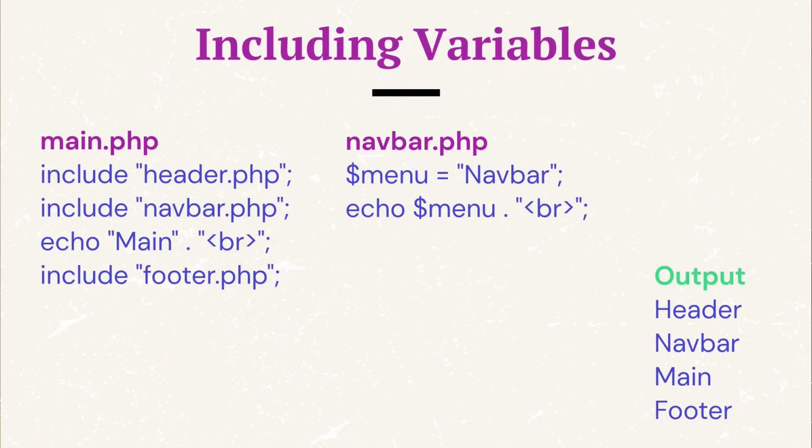The included files can contain PHP variables also. Let's see an example. We have included another file, navbar.php. In this file, we have created a variable and then assigned a value, navbar, to it and printed it in the same file. The output prints the word navbar exactly where the file navbar.php is included in the main.php file.